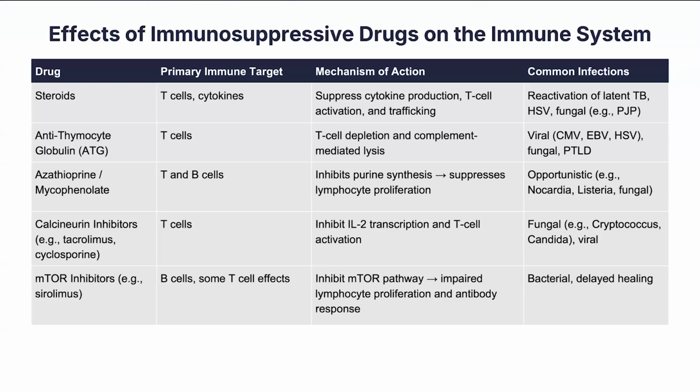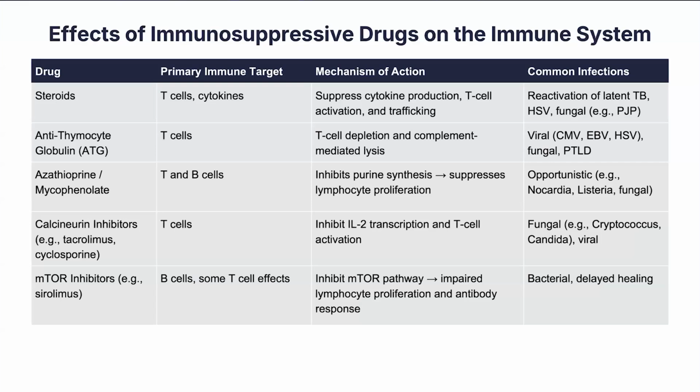So for instance, if they're on steroids, which suppress T cell activation and trafficking, then the risk of PJP goes up again. And this needs to be factored in when considering diagnostic testing or restarting them on prophylaxis. Similarly, if they get ATG, which is really like giving patients AIDS in a bottle because it completely wipes out their T cells and B cells, then they are at high risk of reactivation of viral infections such as CMV, EBV, or even PTLD due to EBV infection. Similarly, if they get CellCept, they are at high risk of Nocardia, Listeria, and other fungal infections.